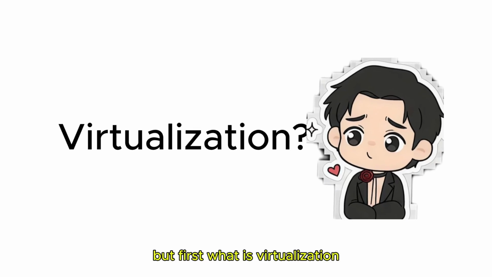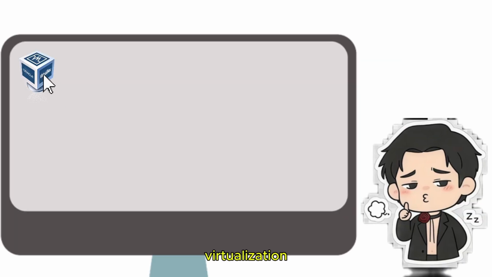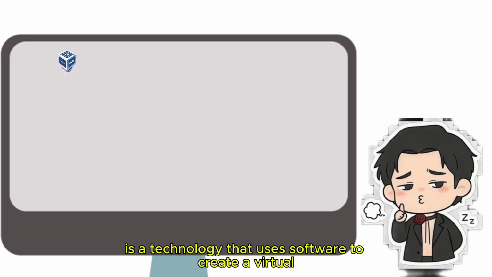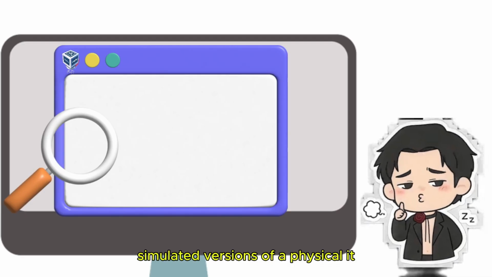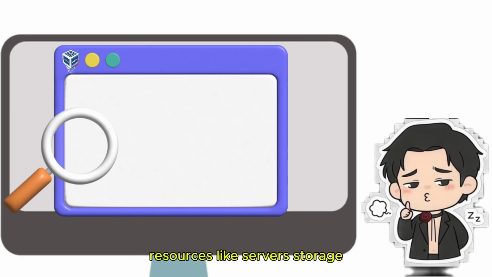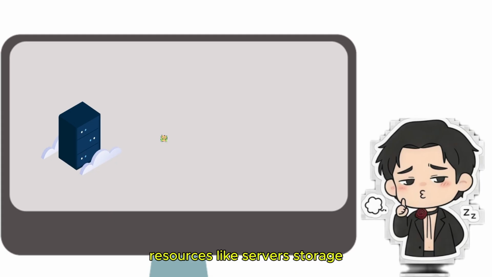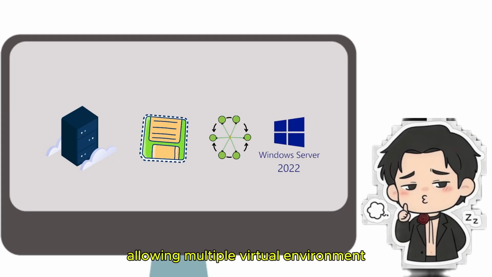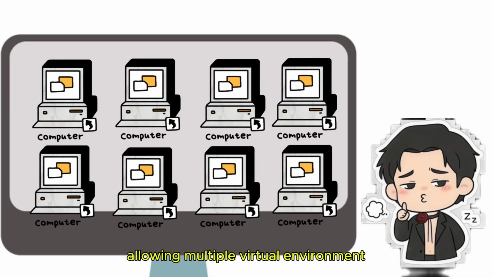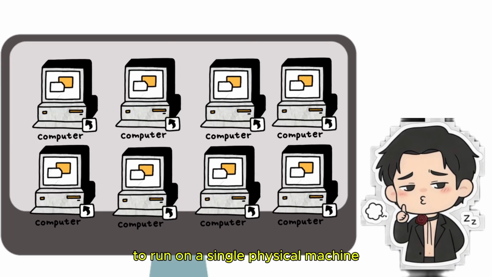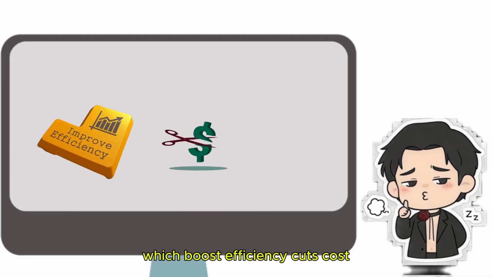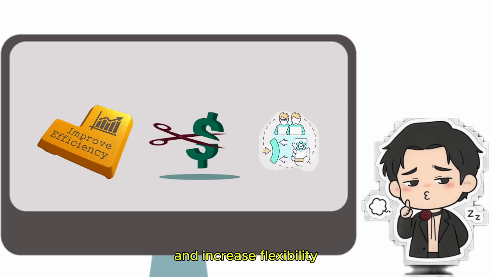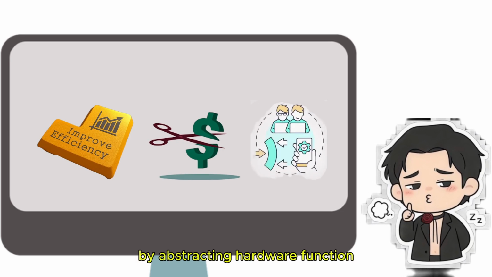But first, what is virtualization? Virtualization is a technology that uses software to create virtual simulated versions of physical IT resources, like servers, storage, network, or operating system, allowing multiple virtual environments to run on a single physical machine, which boosts efficiency, cuts costs, and increases flexibility by abstracting hardware function.